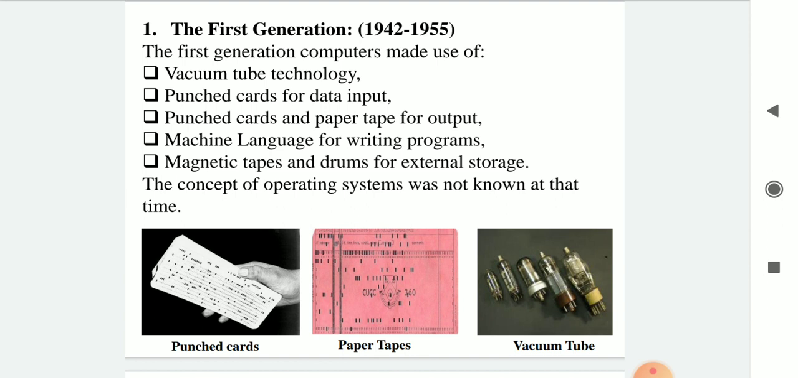The first generation technology used vacuum tube technology. Vacuum tubes were used for calculation or arithmetic operations. Punch cards were used to supply the input in the first generation. Punch cards were also used for the output, or tape drives were used for the output. Machine language was used for writing programs. Magnetic tapes and drums were used for external storage. There was no hard disk.